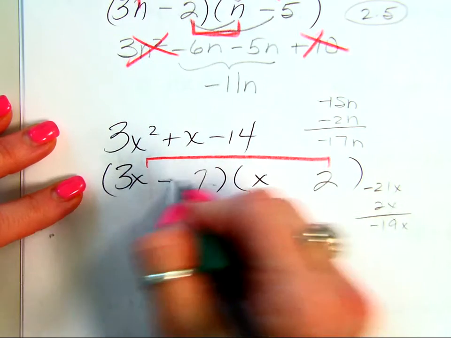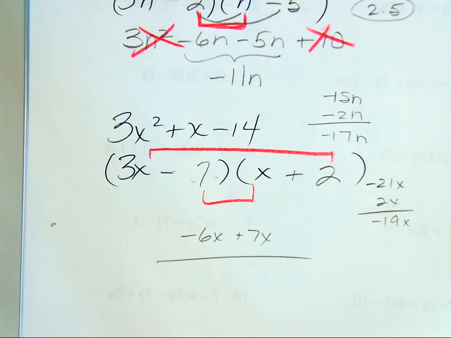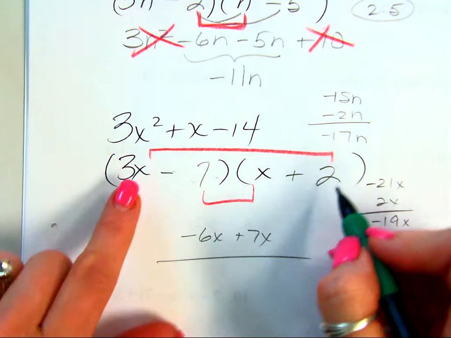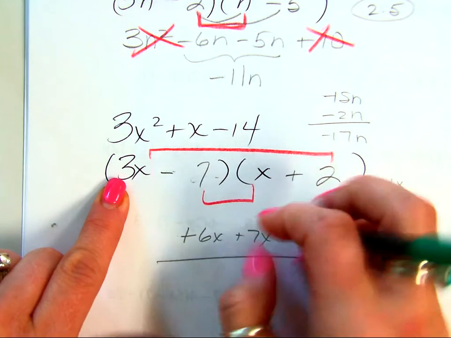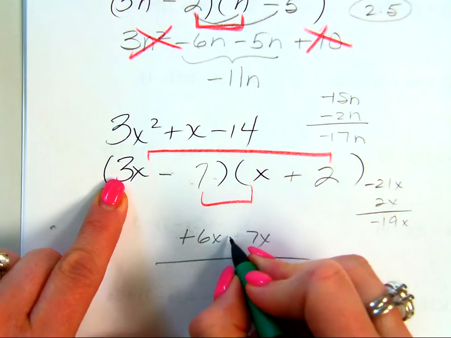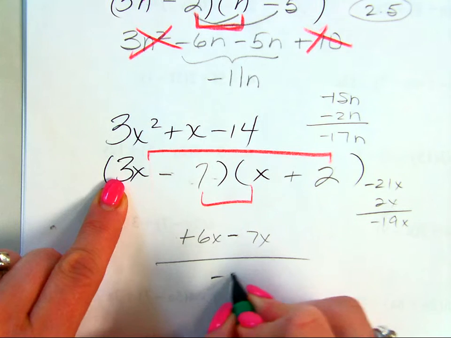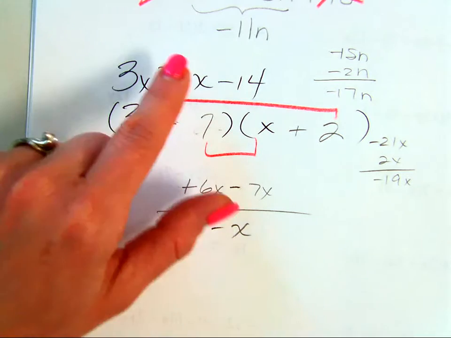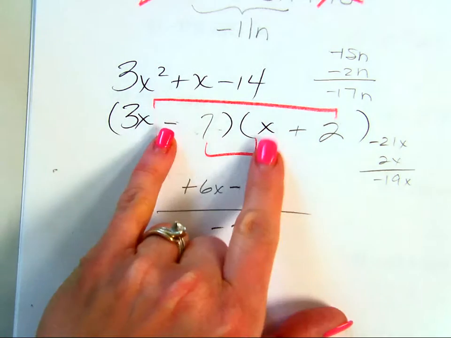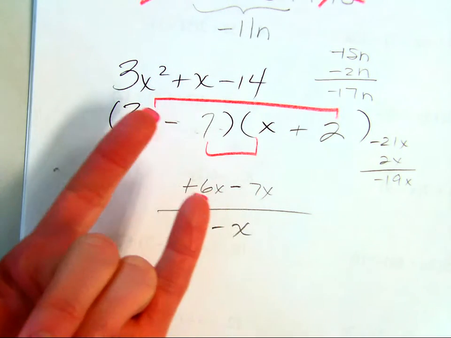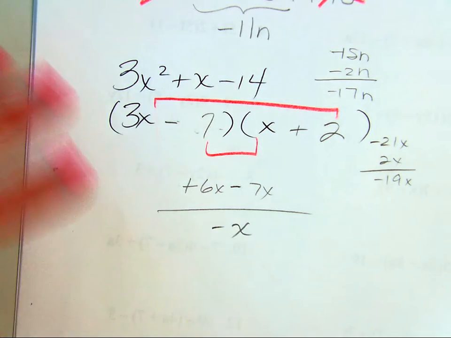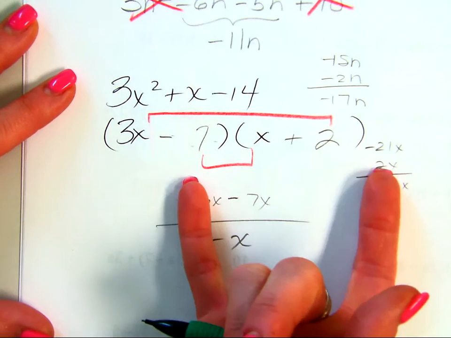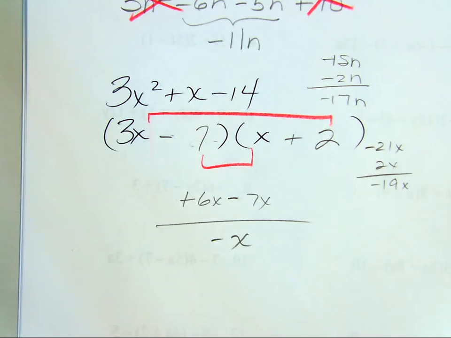Now, let me show you one other thing. If, for some reason, when I first put my signs down in any random order, I would have had them in that order, I would have had a positive 6x and a what? Negative 7x. So what happens if you get the right coefficient but the wrong sign? It means your signs just need to be switched. Just like when the number was wrong, I switched the numbers. When the sign was wrong, I switched the signs.